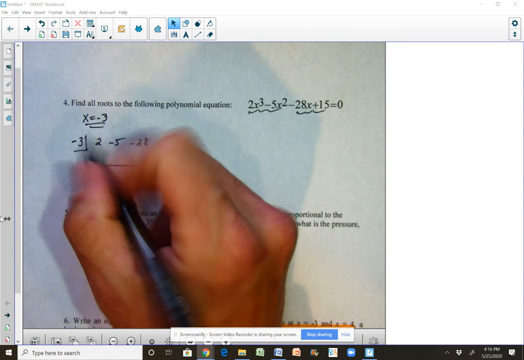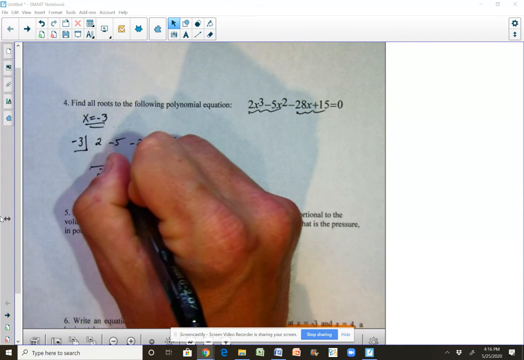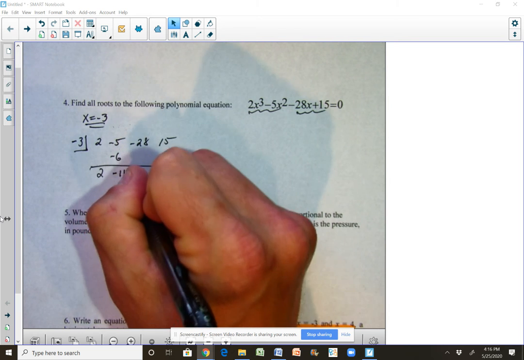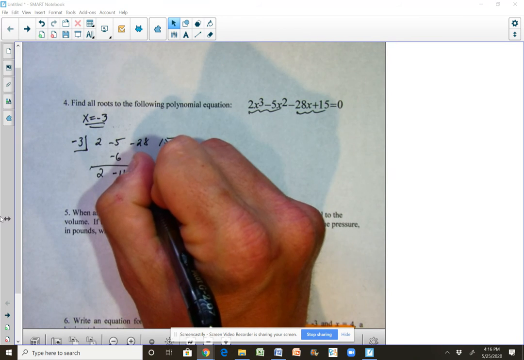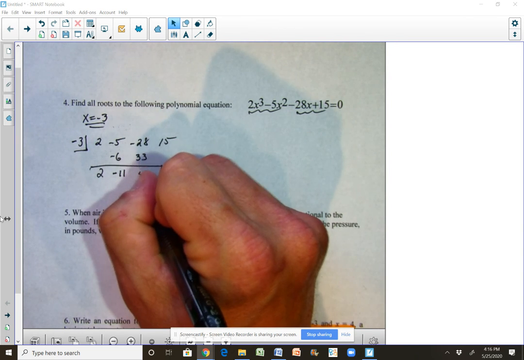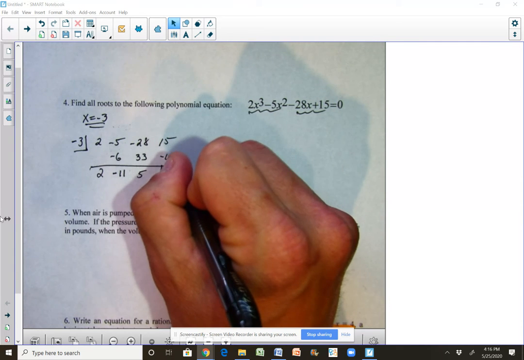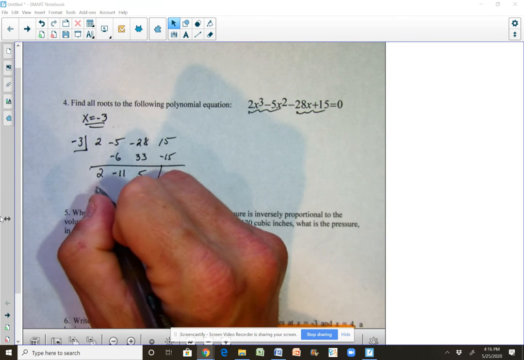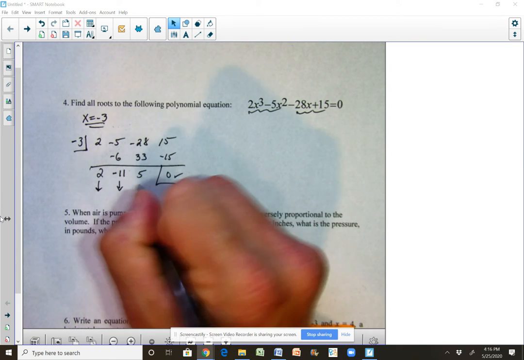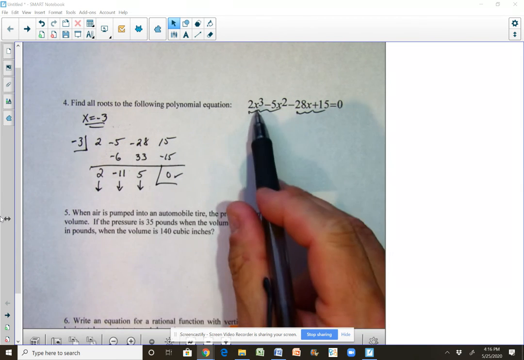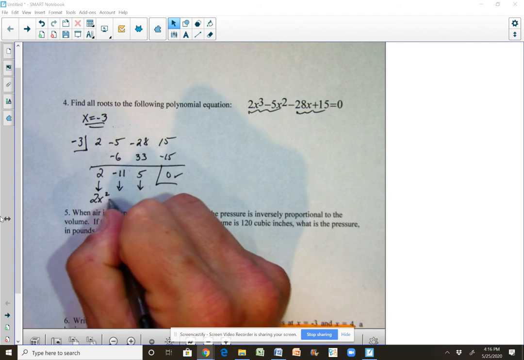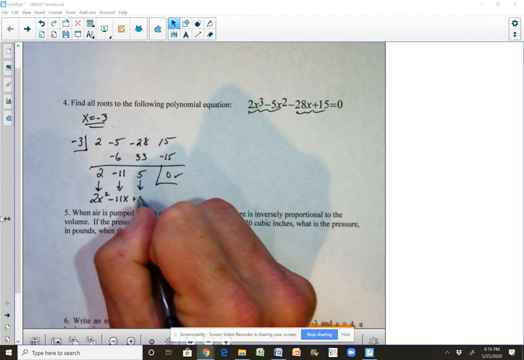So if I add straight down, I get 2, multiply diagonal, I get -6. Add straight down, you get -11. Multiply diagonally, you get +33. Add straight down, you get 5. Multiply diagonally, you get -15. And sure enough, that checks out. So I have my coefficients. What this means basically is these are the coefficients of the polynomial 1 degree less, since I just divided out a degree. So this is 2x squared minus 11x and then plus 5.